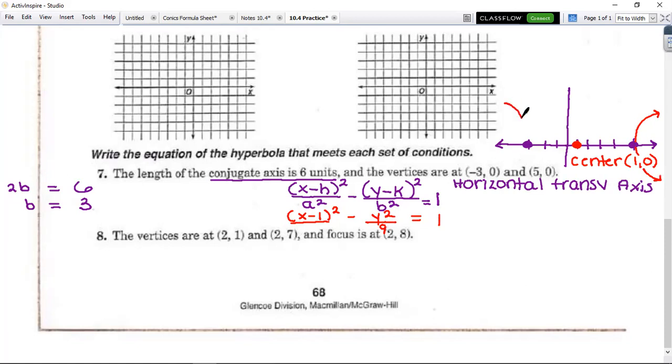And this direction too. And then here's your a value. So from here to here, center to vertex is always a. And what's that equal to? 4, yep.